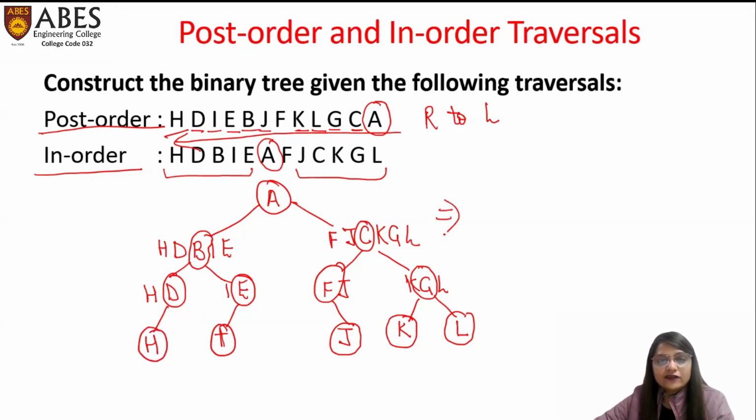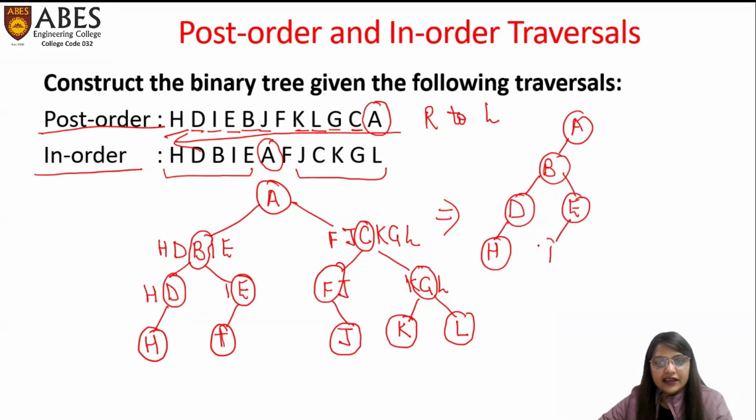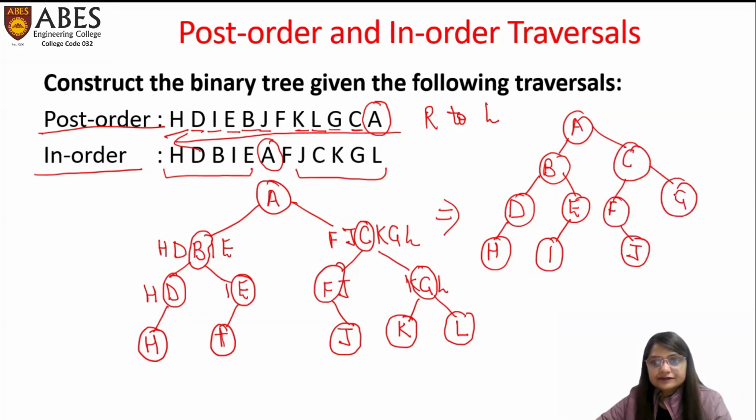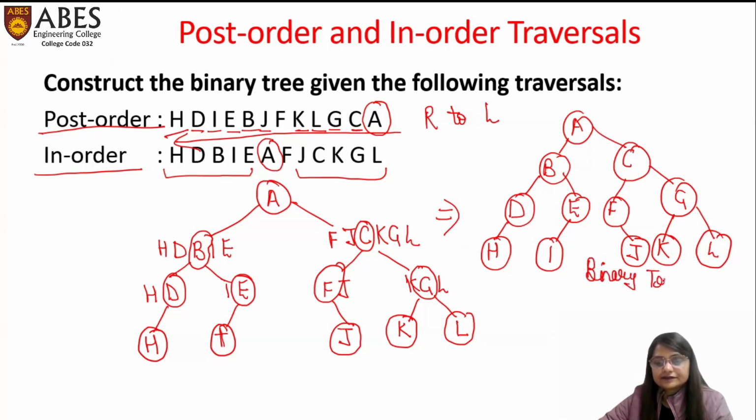So the final binary tree corresponding to this traversal will be A, B, then D, then H, after that E, and then I. This is the left subtree part. And then the C, then F, then J, then G, then K, and then L. This is the final binary tree corresponding to the given two traversal techniques. Okay, we have to make a note that in case of pre-order, we have traversed the sequence from left to right, whereas for post-order, we have traversed in the opposite direction, which is from right to left.